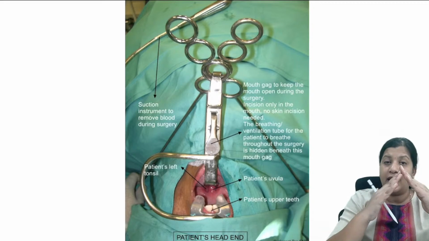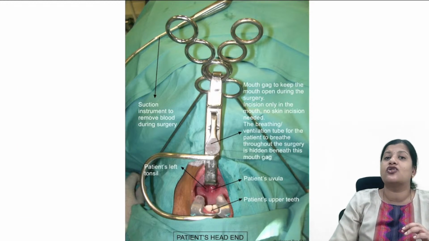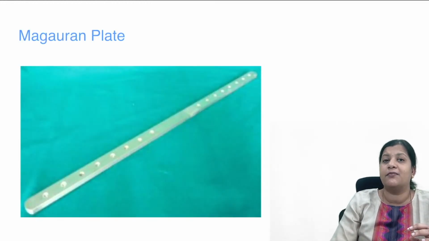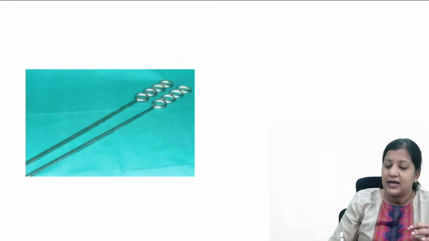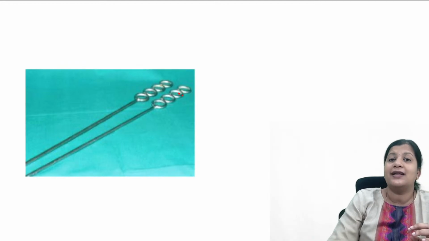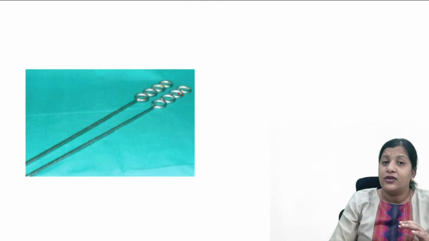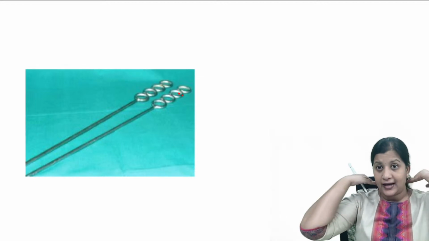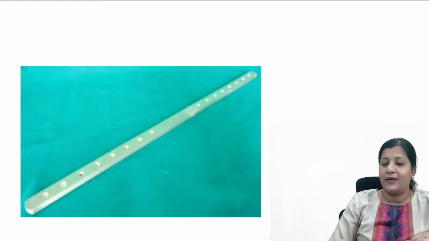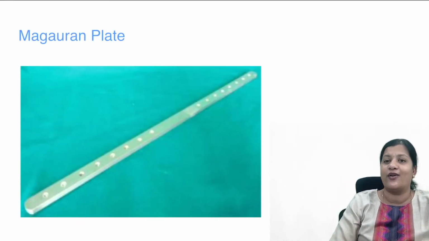So you're going to take this bipod stand. This is called as the Draffin's bipod. Okay, so what is it called as? This bipod stand is called as Draffin's bipod. That will fix the mouth gag. And this Draffin's bipod below the neck, we have to stabilize it on a plate. This plate is called as Megoran's plate.